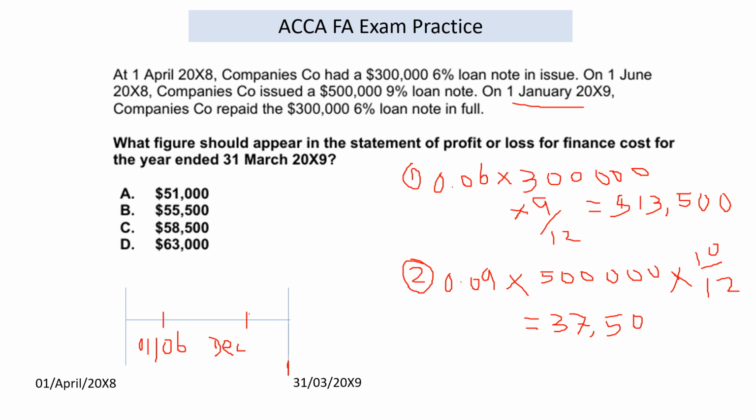So what is the total interest charge? Total, if we take 13,500 and we add 37,500, well, total comes to 51,000. Sorry about the horrible handwriting, but there you go. So clearly the answer is A.